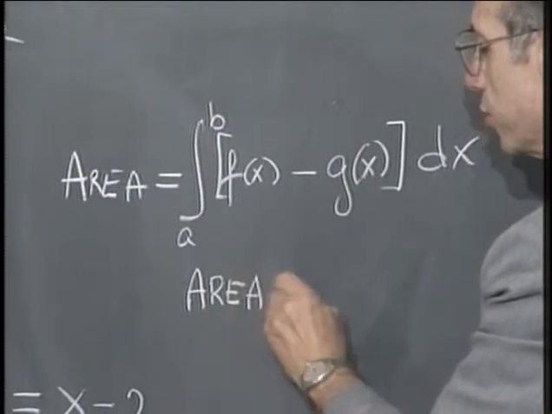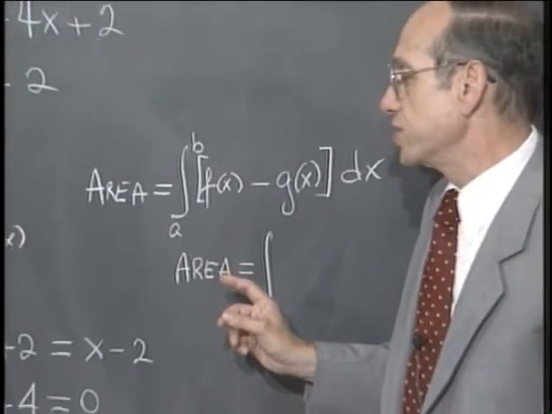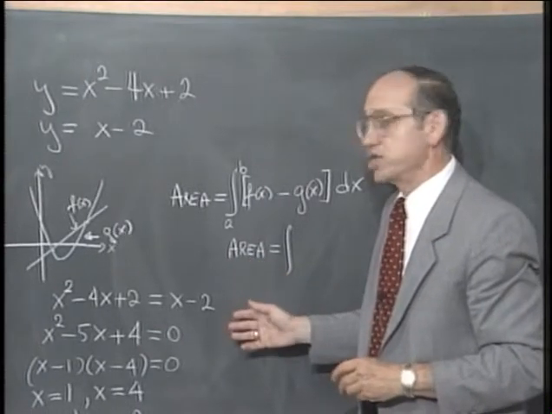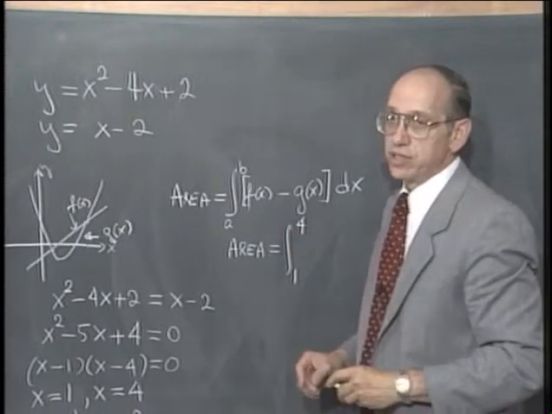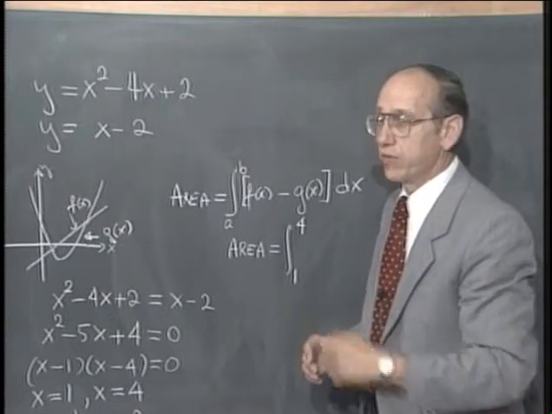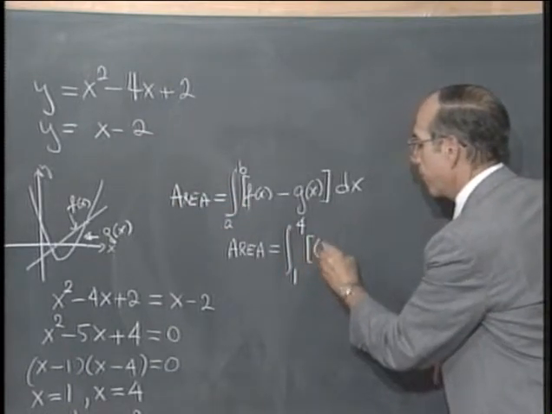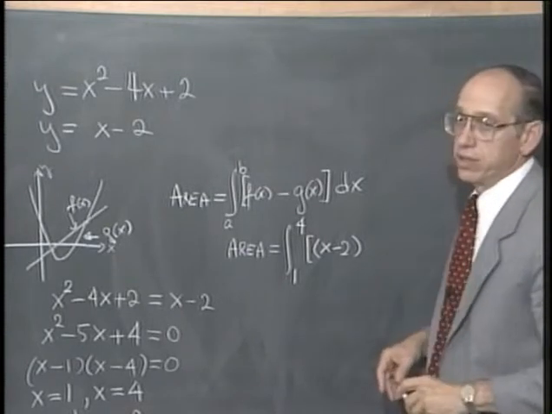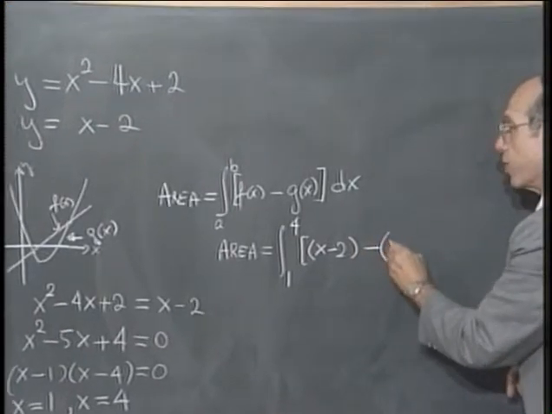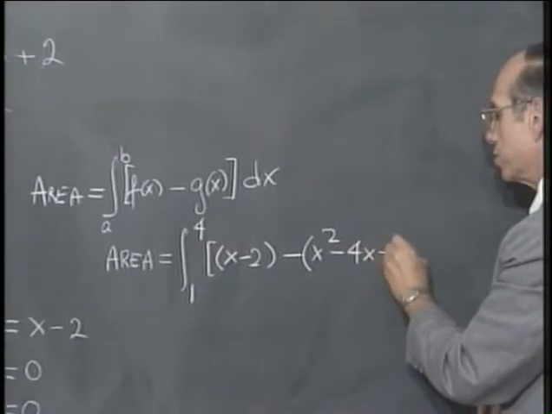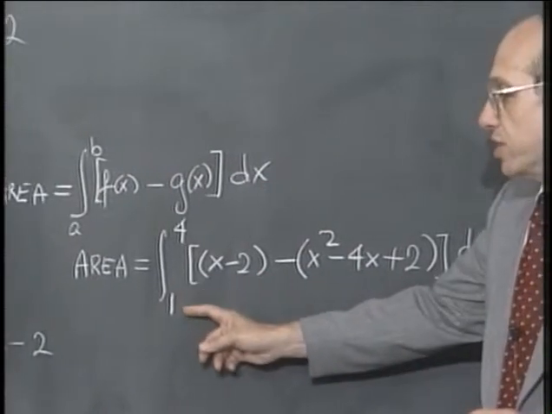The area is equal to, now let's see, what's a and what's b? The values of x range from x equal 1 at one end of the area to x equal 4 at the other end. So our integral goes from 1 to 4. F of x is the formula for the upper curve, the higher curve, in this case, the straight line. So f of x is x minus 2. G of x is the formula for the lower curve, in this case, the parabola. So g of x is x squared minus 4x plus 2. And there we have the area expressed as a definite integral.